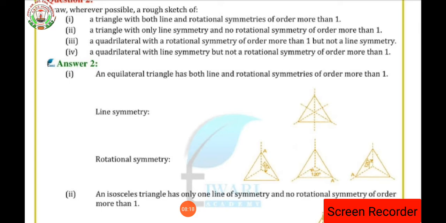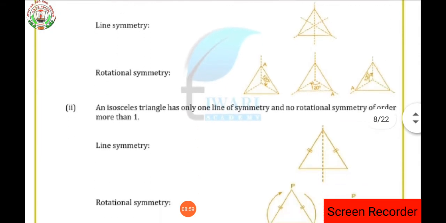Now in the third part of question number 2, it is said: a quadrilateral with a rotational symmetry of order more than 1 but not a line symmetry. So we have to take an example of a quadrilateral which has rotational symmetry of order more than 1. It can be 2, 4, 5, 6, any, but it should not have a line of symmetry. If we take a square as an example of a quadrilateral, it has order of symmetry as well as line of symmetry. So we won't take this. A hexagon also has rotational symmetry as well as line of symmetry. So we won't take it as an example.